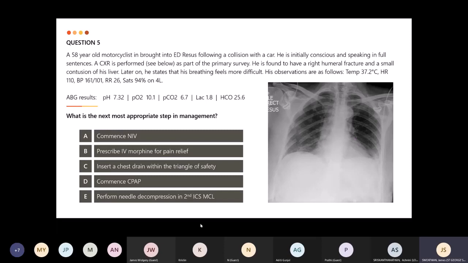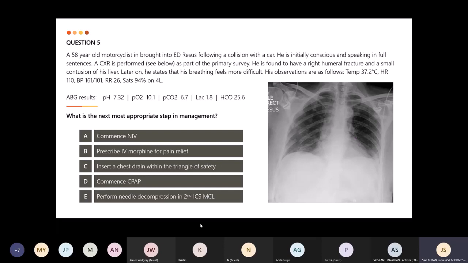Okay, question 5. A 58-year-old motorcyclist is brought into ED resus following a collision with a car. So we're getting exciting now. He is initially conscious and speaking in full sentences. A chest X-ray is performed, see below, which is part of the primary survey. He is found to have a right humeral fracture and a small contusion of his liver. Later on, he starts saying that his breathing feels more difficult.